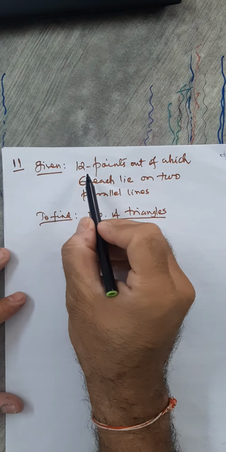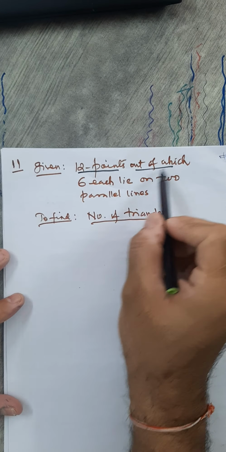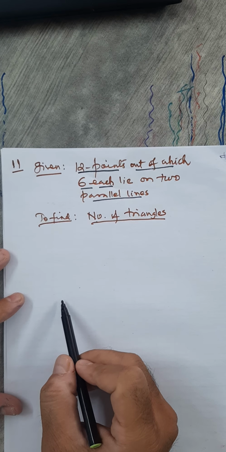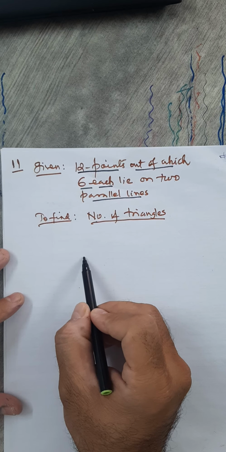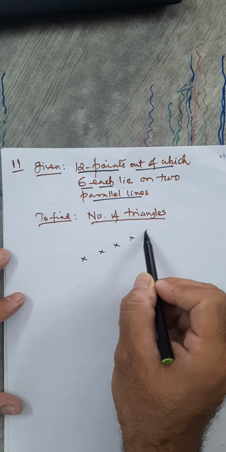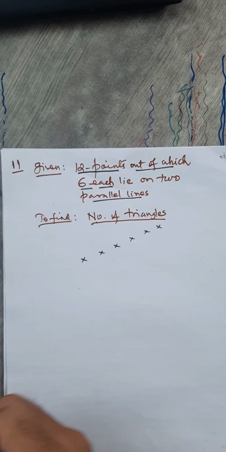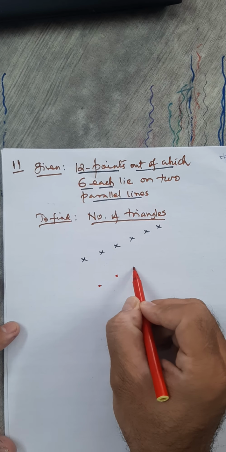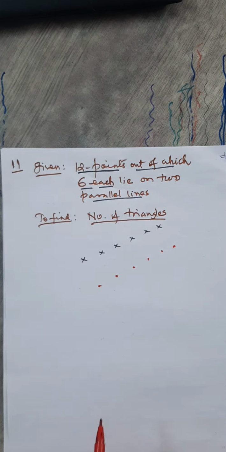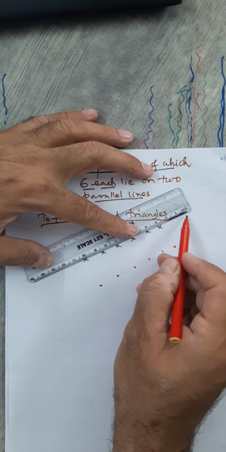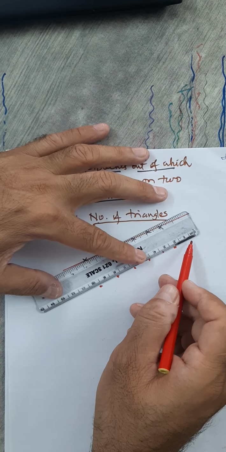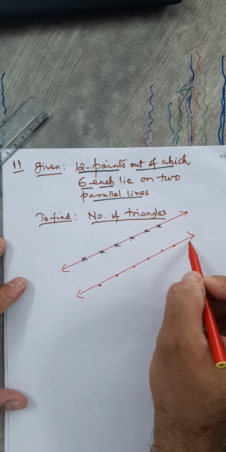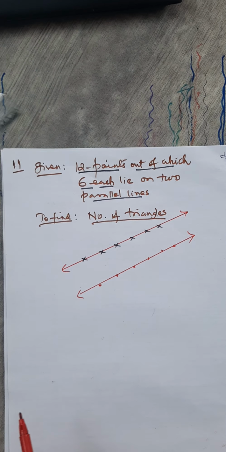So next question. There are 12 points, out of which 6 each lie on 2 parallel lines. The question is to get the number of triangles. Okay, so the diagram would be like this: 6 points on one line, and 6 more points on the other parallel line, 1, 2, 3, 4, 5 and 6. These two lines are parallel. That's given to you like this. What's the question? Get the number of triangles.